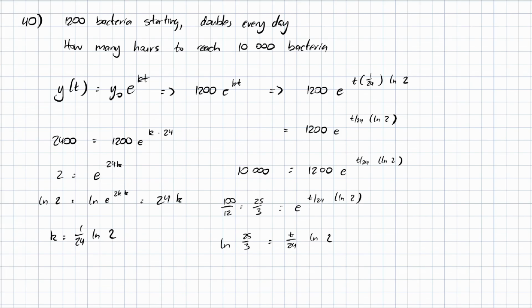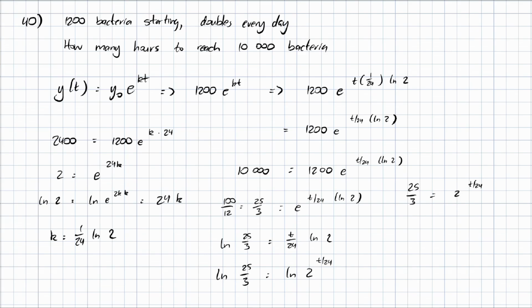Oh, this is getting very spicy. Okay. Natural log 25 over 3 equals natural log 2. Am I missing a whole term here? Wait, no. Okay, t over 24. Now, this means the two values inside must be the same. So 25 over 3 equals 2^(t/24).